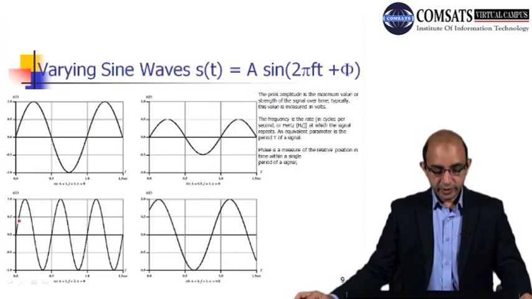So let's talk about this figure. Amplitude is again 1, but the frequency has doubled. You can see that this is the one vibration and this is the second vibration. So 2 vibrations are being made in 1 second. Phi is again 0.